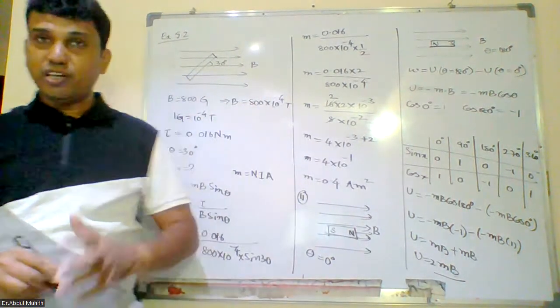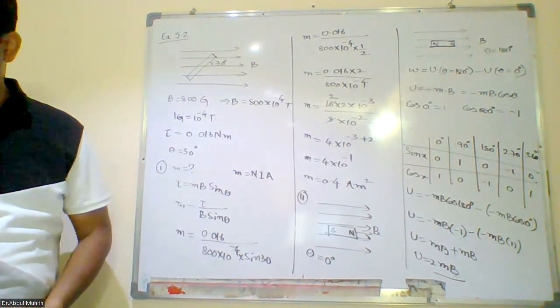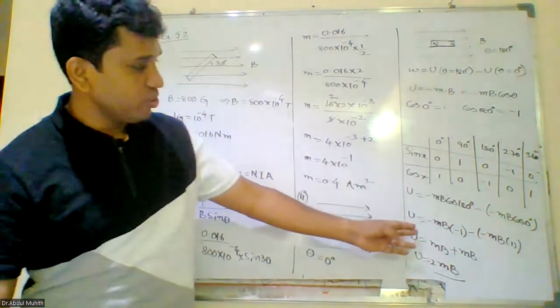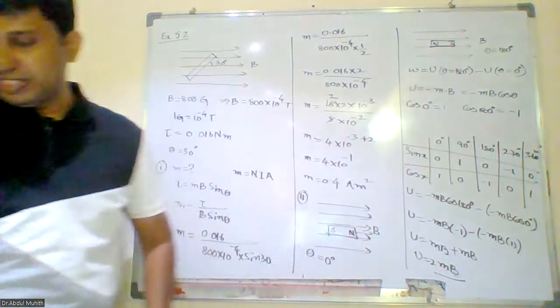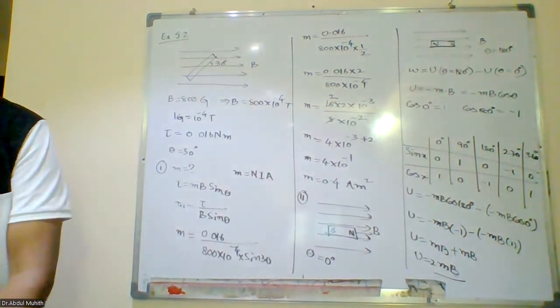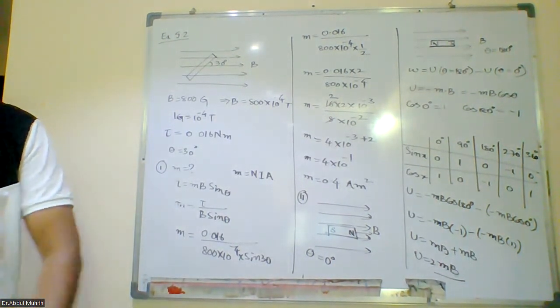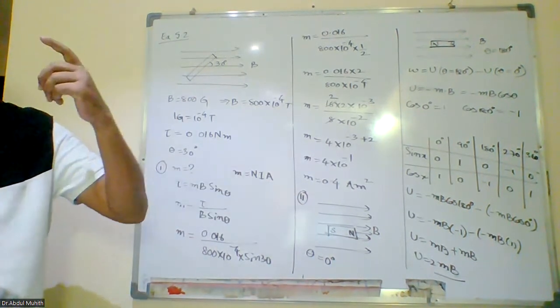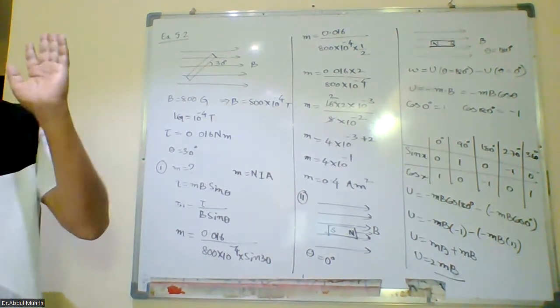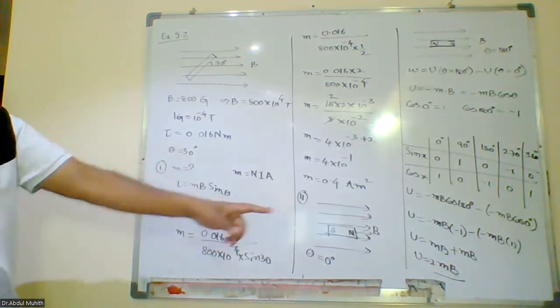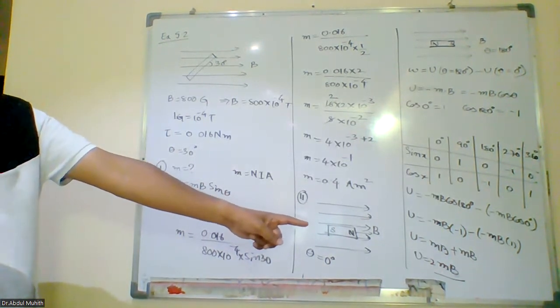In the textbook he got it like this. Sometimes students, while doing it on their own, may have taken magnitude. That is why MB plus MB became 2MB. In the textbook he got 2MB directly here. Students think, oh, he is taking magnitude. When to take magnitude and when not to take magnitude, we should be very careful. So U is equal to 2MB.